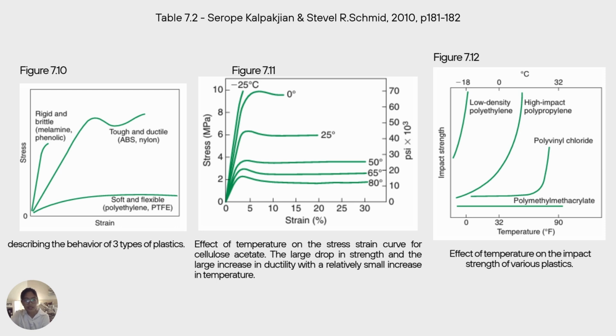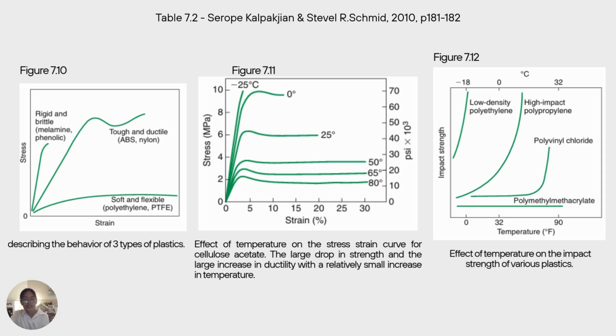Next, the tough and ductile materials such as ABS and nylon exhibit a broad stress-strain curve. They can absorb a lot of energy before failure, showing both strength and elasticity. This makes them ideal for impact-resistant parts like automotive bumpers or tool housing.